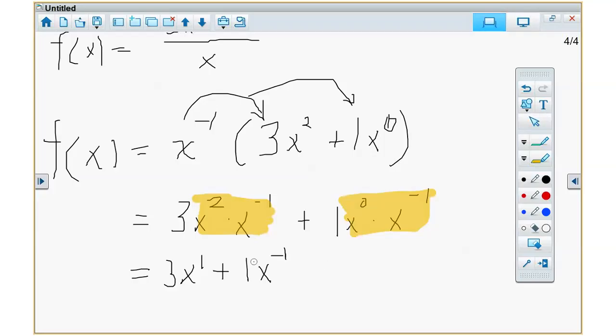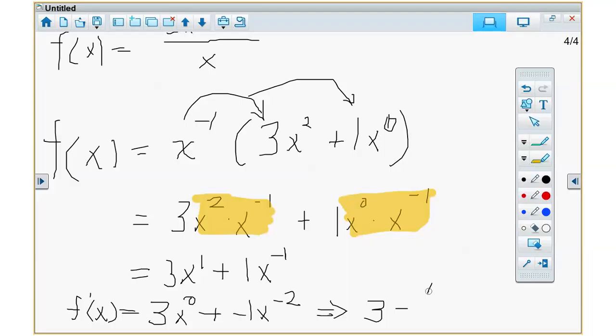So now we use our handy-dandy derivative law. And 1 times 3, f prime of x is equal to 3x to the 1 minus 1, which is 0, plus negative 1 times 1 is negative 1, x to the negative 1 minus 1, which is negative 2. So now let's clean it up. 3x to the 0 is 3. And then that minus, and then that's going to be 1 over x to the what? To the second. That's your final answer. Or negative 1 over x to the 2 plus 3. Either one.